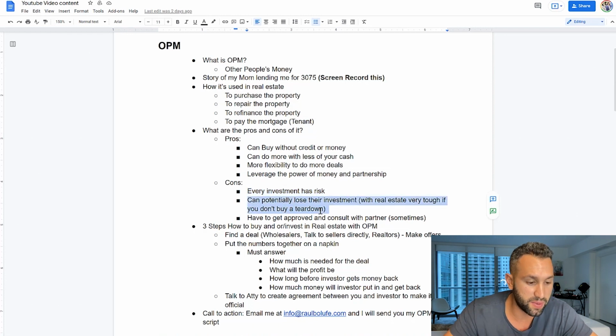You could potentially lose your investment. With real estate, it's really tough unless you buy some kind of tear down property that you didn't know you had to tear down.